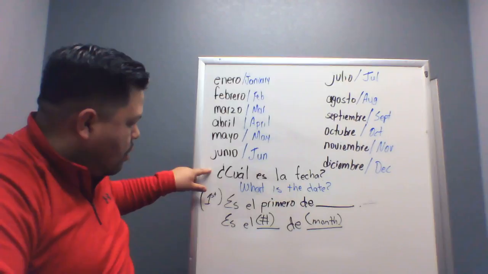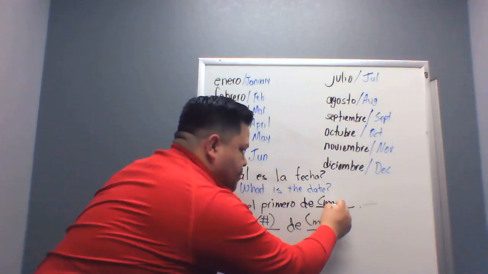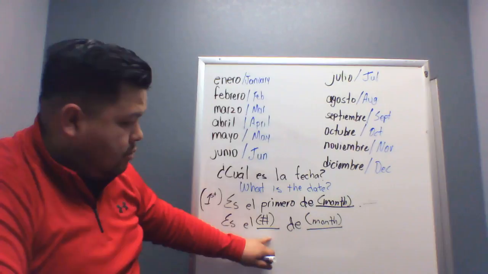One question, two responses. Okay? ¿Cuál es la fecha? Es el primero de, here goes the month. Es el number de month.